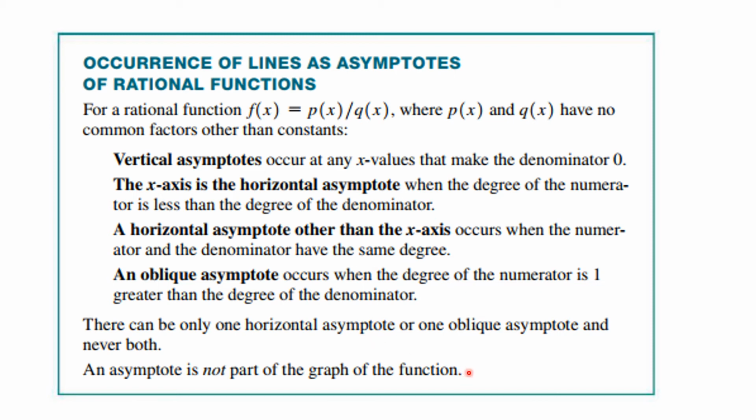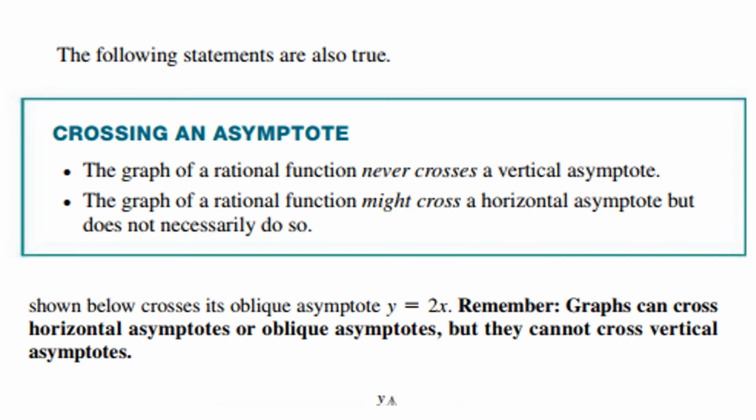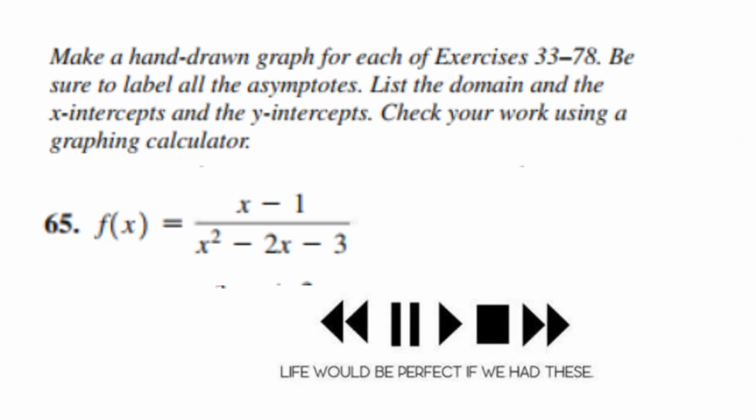And an asymptote is not part of the graph of the function. You graph that as a dotted line. The following statements are also true. The graph of a rational function never crosses a vertical asymptote, but the graph of a function might cross a horizontal asymptote, though it does not necessarily do that. So remember, graphs can cross horizontal asymptotes or oblique asymptotes, but they never cross vertical asymptotes.